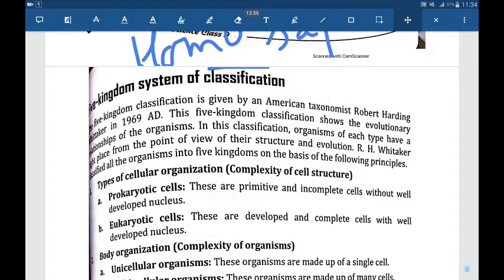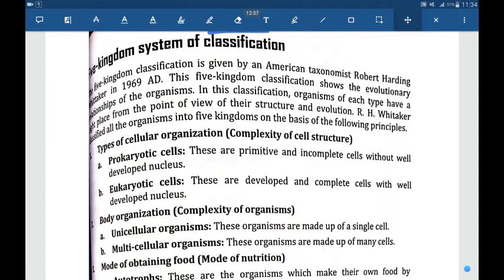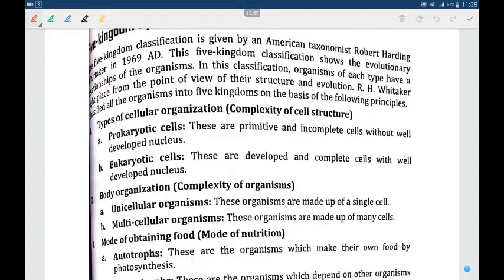These 5 kingdoms, who gave the idea about 5 kingdoms? The person who gave the idea about 5 kingdoms was R.H. Whittaker. When did he give this idea? 1969. Because some organisms do not belong to plants. So those 5 kingdoms will be discussed later on.